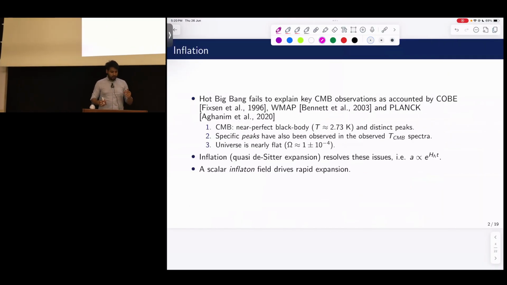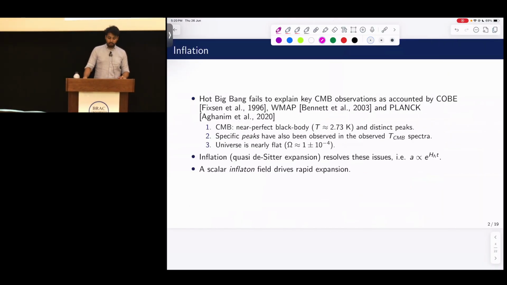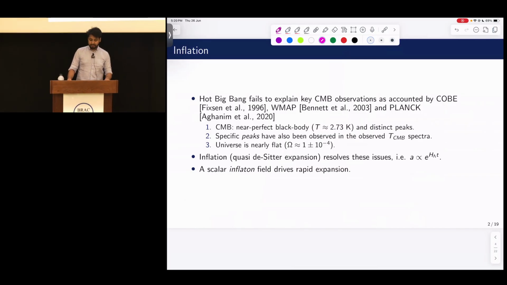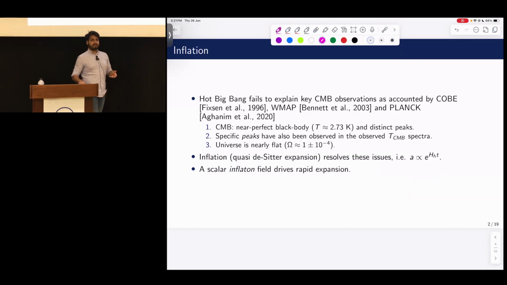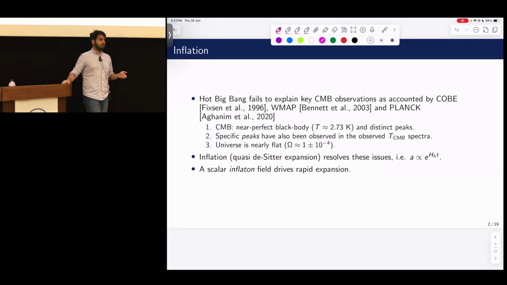Moving on. So yeah, how the Big Bang fails to explain what we know, the key CMB observations which were done. Basically, there were 3 experiments. I think there's another 4th one which was done in 2025. Don't quote me. I think there was COBE in 1996, WMAP in 2003, and Planck in 2020. They effectively told all of them, with ever increasing accuracies, the same story.